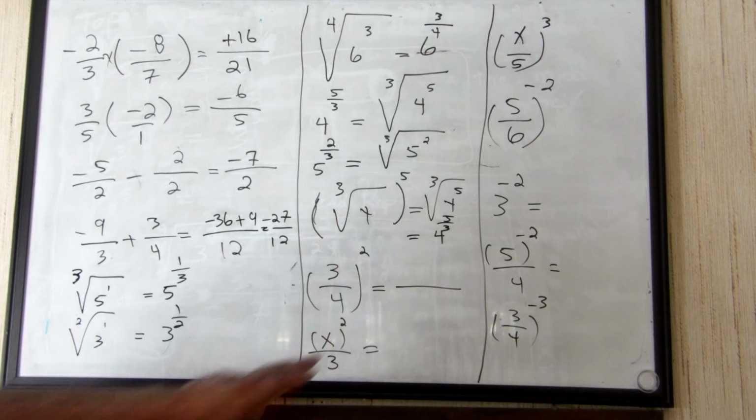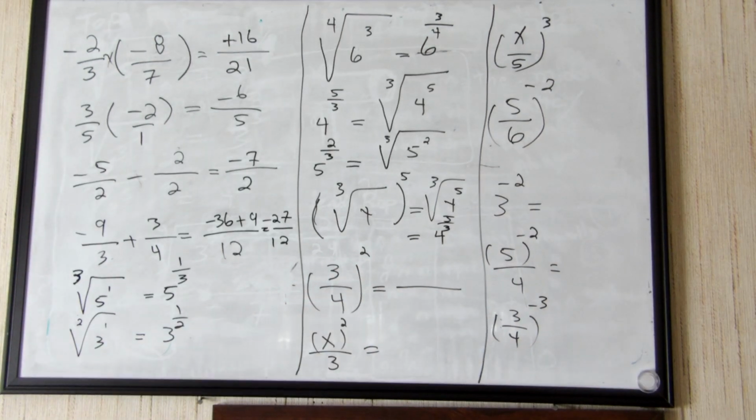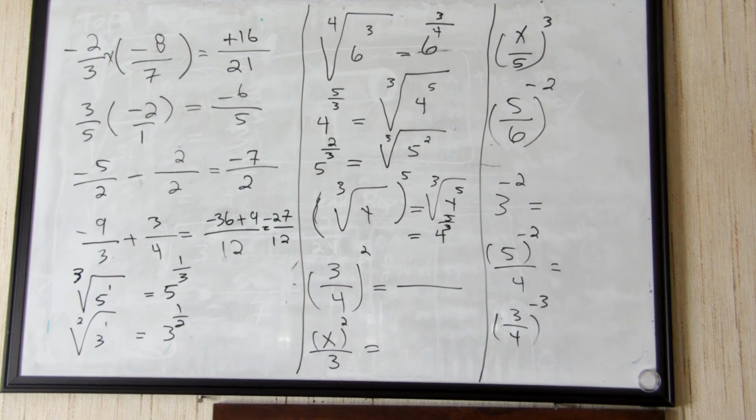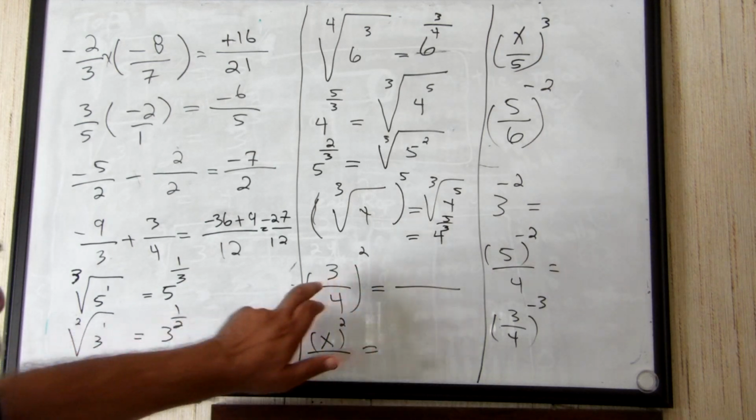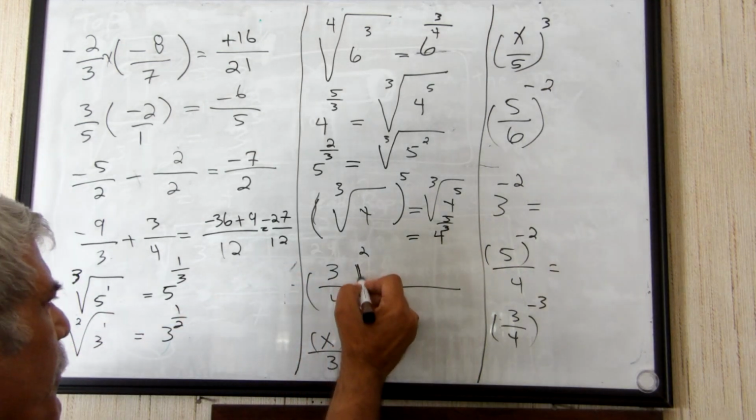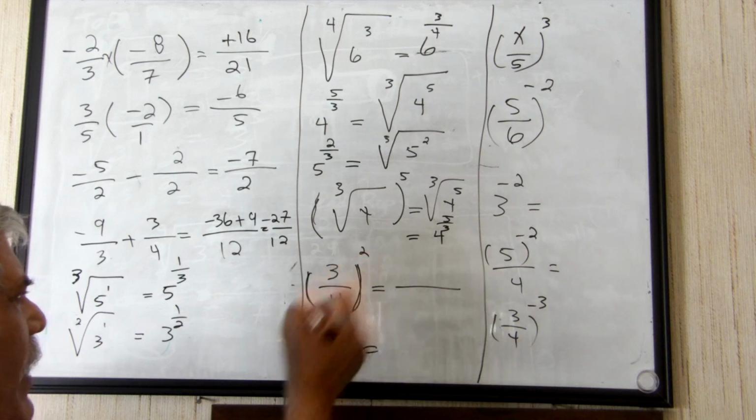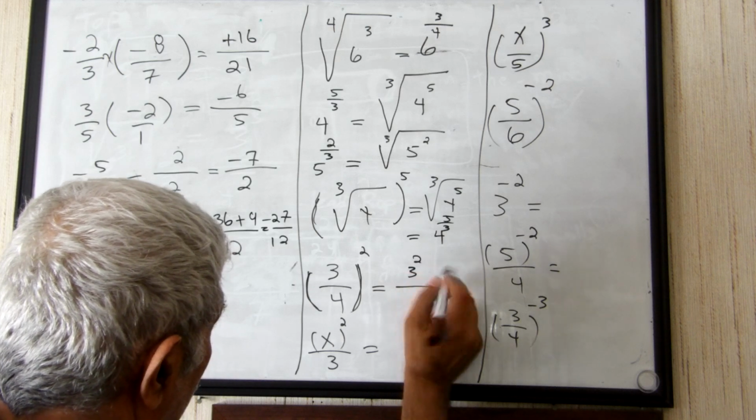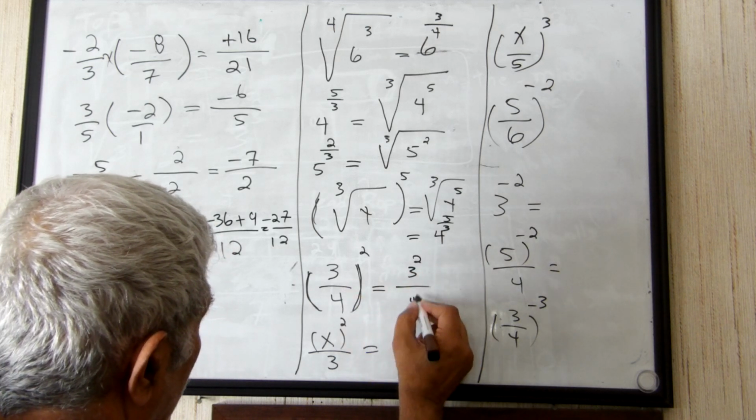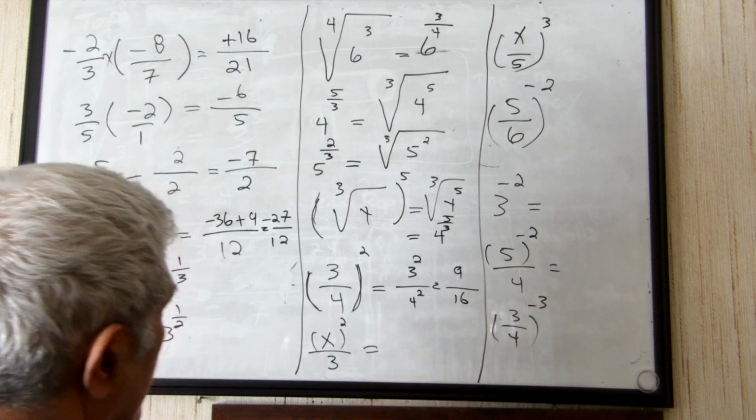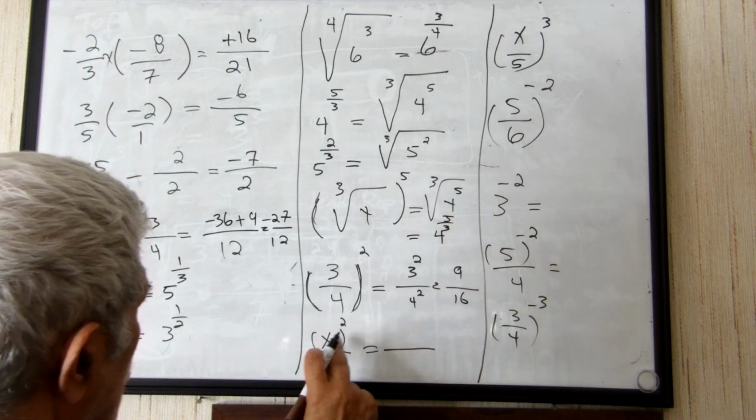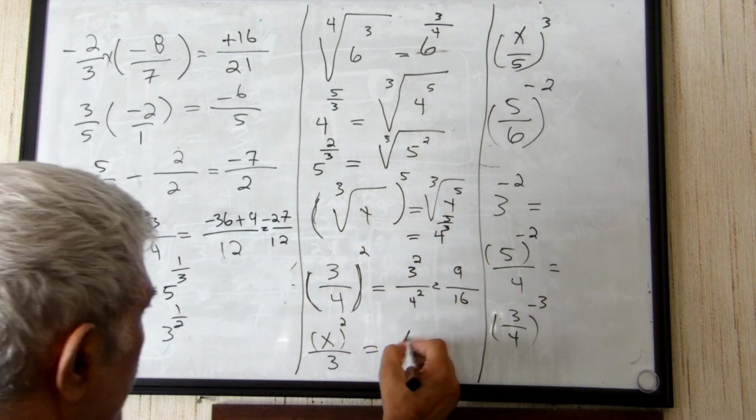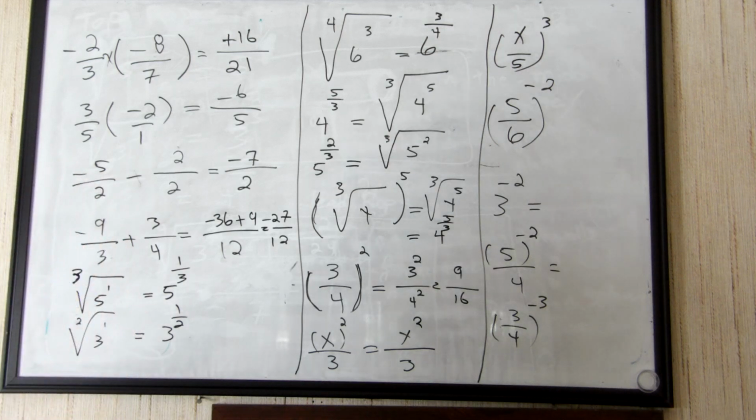See, if you have both of them with the exponent, I mean raised to the power of 2, the parentheses cover both the numerator and denominator. Okay, so we have to raise each of them to the power of 2. Then 3 is going to be to the power of 2, and 4 is going to be to the power of 2, so it's going to be 9 over 16. How about this one? This is only the denominator raised to the power of 2. Okay, so x2, 3.